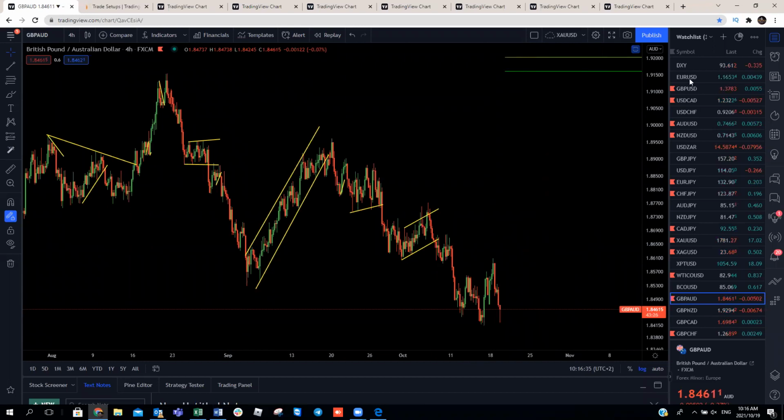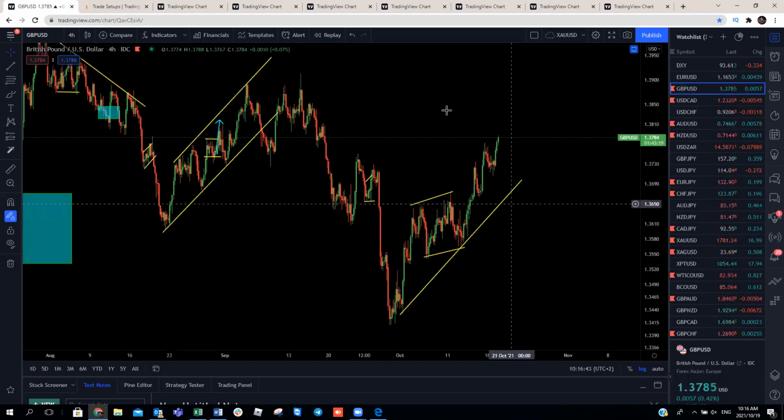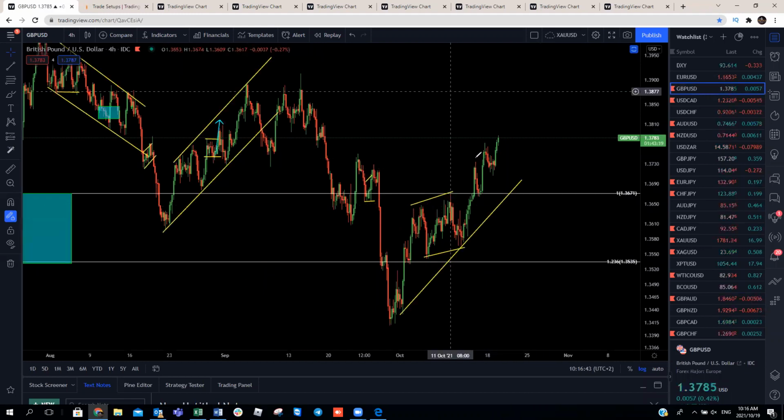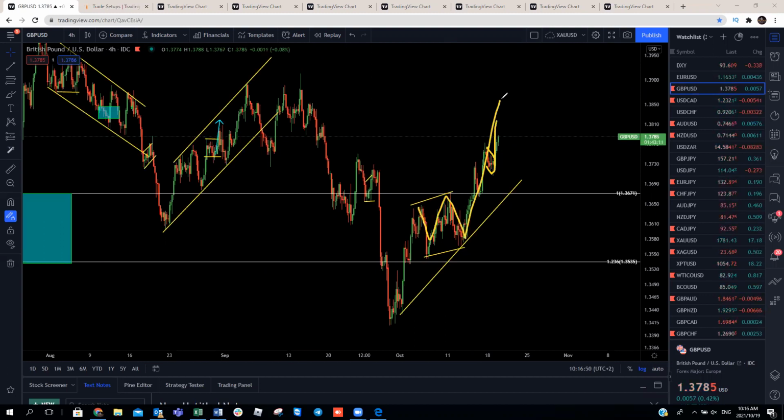Right, let's run through the rest of those that we did not discuss. GBP/USD continues to the upside. We looked at this yesterday, continuation to the upside together with the euro. Since we saw this, we're still expecting this to make a move to the upside.